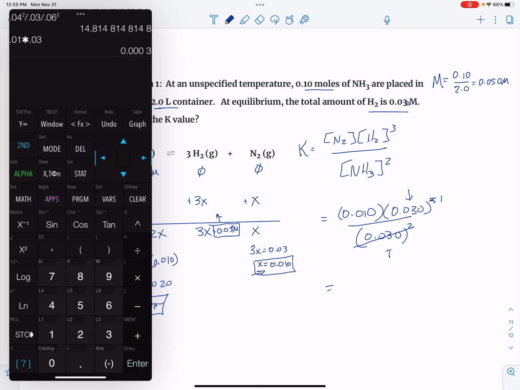So the answer is going to be 0.0003. And then since this had 2 sig figs, 2 sig figs, 2 sig figs, it'd be 3, 0.